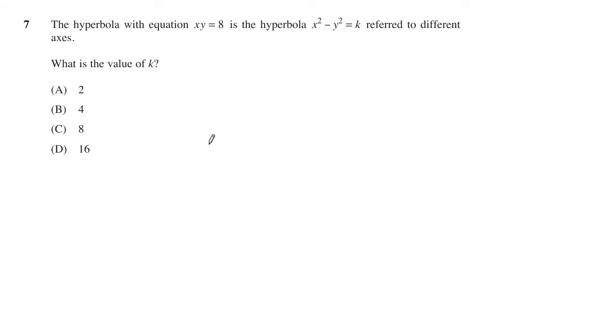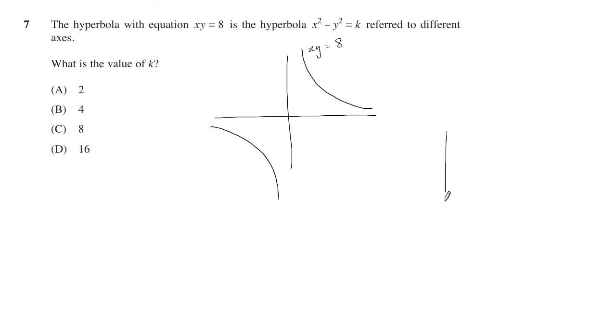Question 7. You might have memorized how to do this kind of question, but let me just go through why it works for those of you that don't know. So this would be the graph of xy equals 8, and then x squared minus y squared equals k is going to look like this. So it's just this one being rotated. Now what we want, if they're the same hyperbola, is that this distance there has to be the same as that distance. So we can work out that distance because we know the equation of this.